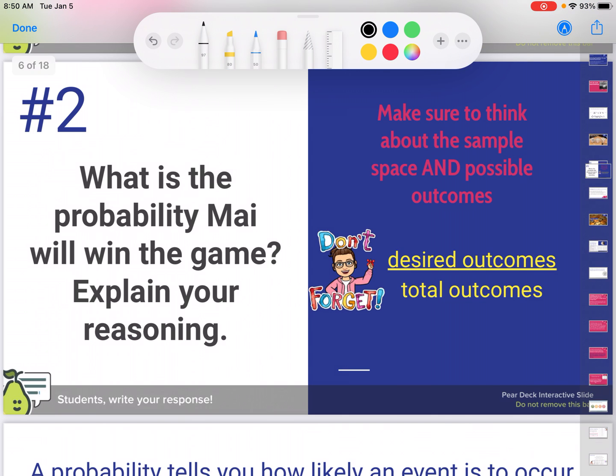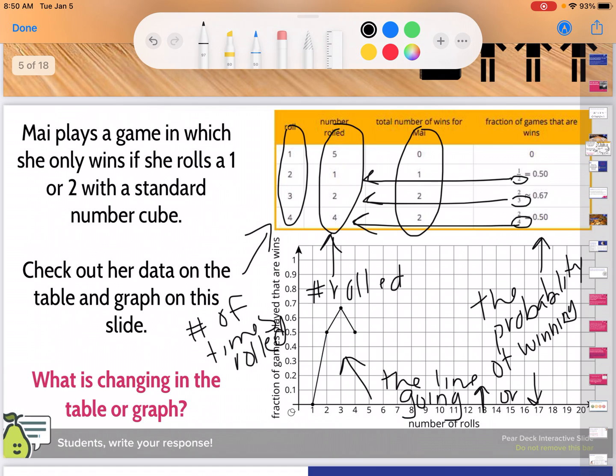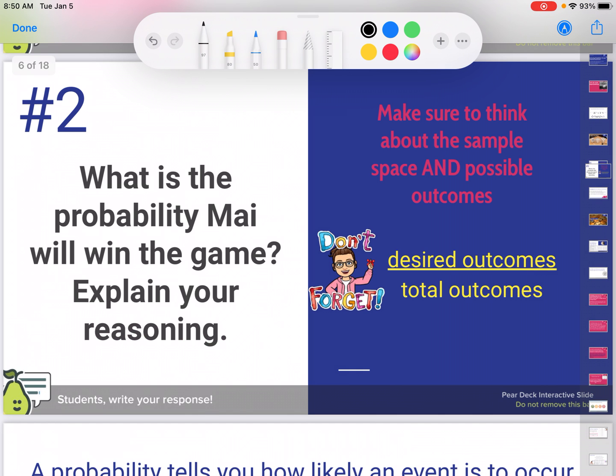All right, so what is the probability that Mai will win the game? Explain your reasoning. If I go back and look, it says she has to roll a 1 or a 2 on a number cube. So the desired outcomes would be a 1 or a 2, and the total outcomes would be a 1, 2, 3, a 4, a 5, or a 6. So that would be 2 out of 6, or you could reduce your fraction and say 1/3. Either of these would be acceptable outcomes.